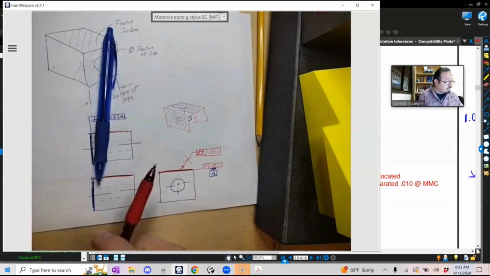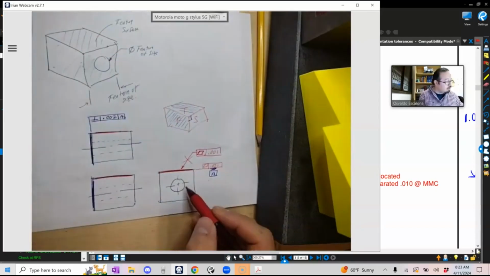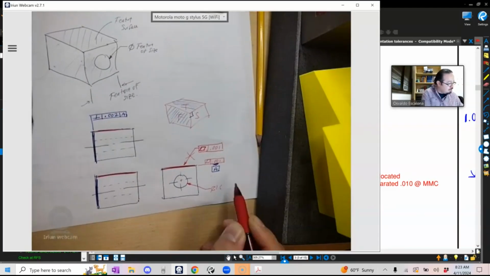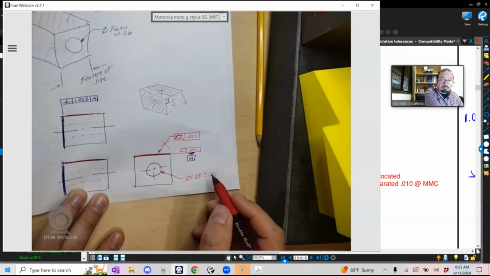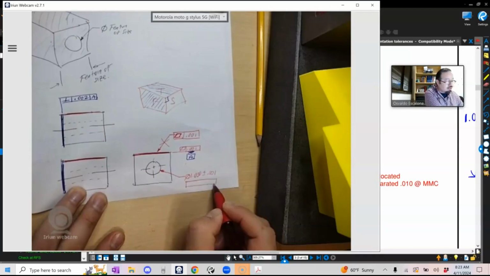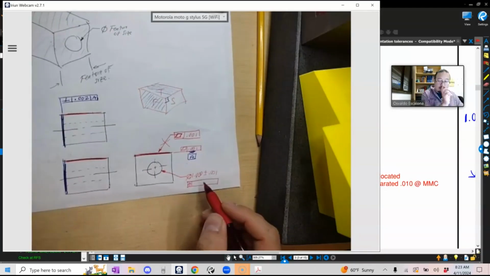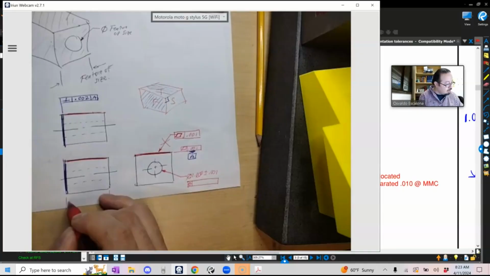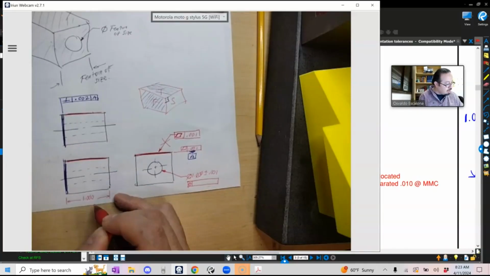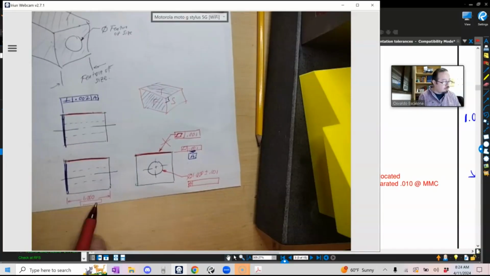If you were to do a feature of size, which in this case is a hole, you will put the dimension. Let's say this one is 1.000 plus minus 0.001. So you have to put the position, in this case, on the feature size. The feature control frame has to be where you have the size dimension. You can have a size dimension here. If you like to have a width, you will have the width right there, and then you will put the feature control right there.